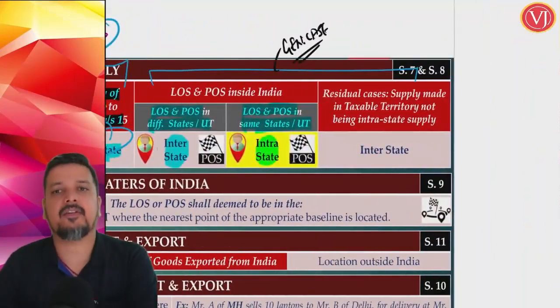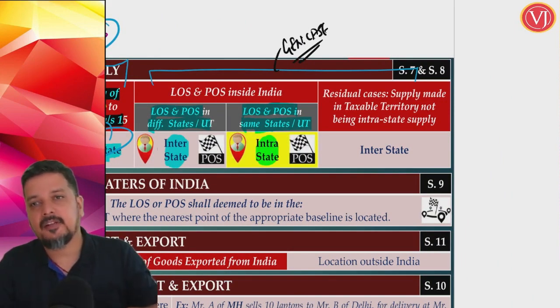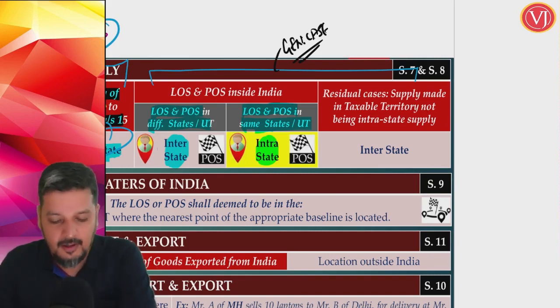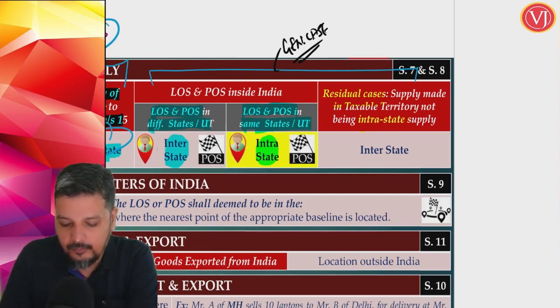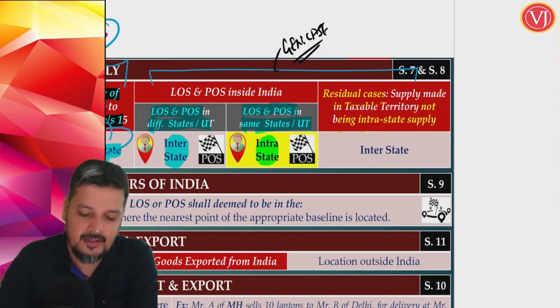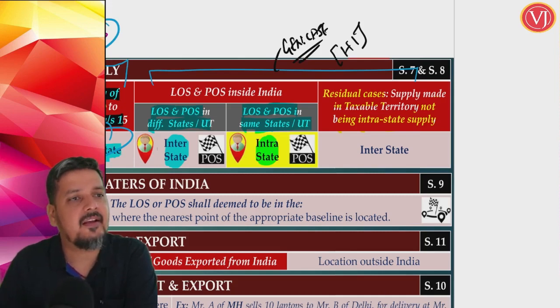The general case we have already discussed, right from the beginning. LOS, POS, same state, intrastate supply, CGST, SGST. LOS, POS, different state, interstate supply, IGST. But what if I tell you there is a residuary scenario where you are not sure whether it is intrastate supply or not? In the general case, there is an exception. So the general case, you have to read as 1 plus 1. There is an exception.